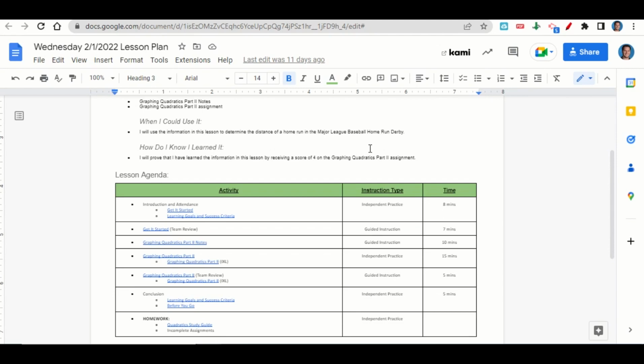At the end of class, we'll go back over our learning goals and success criteria while you fill out your Before You Go. Your only homework for tonight is to continue working on the Quadratics study guide and any incomplete assignments that you may have.